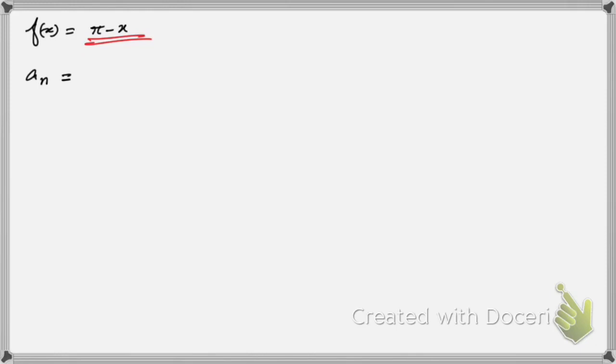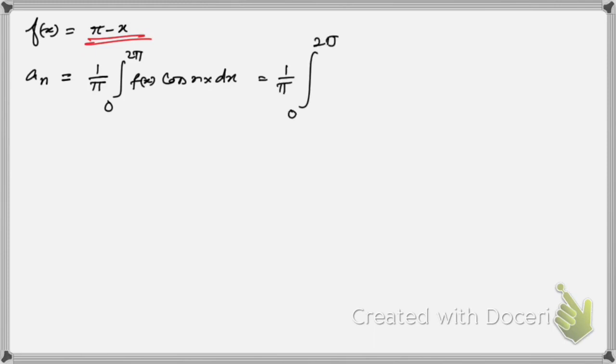a naught is already determined. So a n is given by 1 by pi, 0 to 2 pi, f of x cos nx dx. That's how we can find it. Now 1 by pi, 0 to 2 pi, f of x is our function, pi minus x, then cos nx dx. Let me find the integral first without limits. Now let us evaluate the integral.